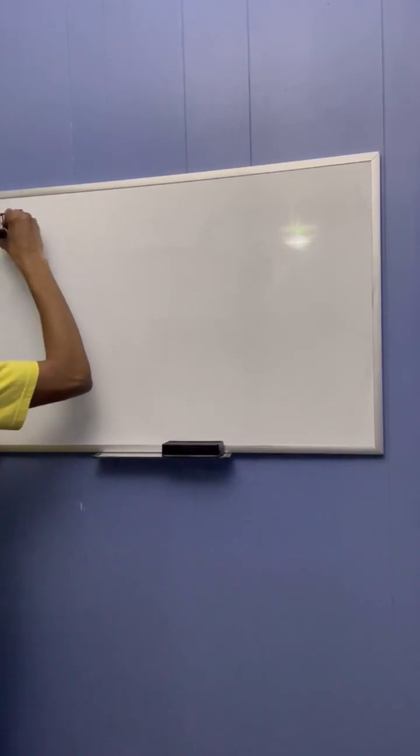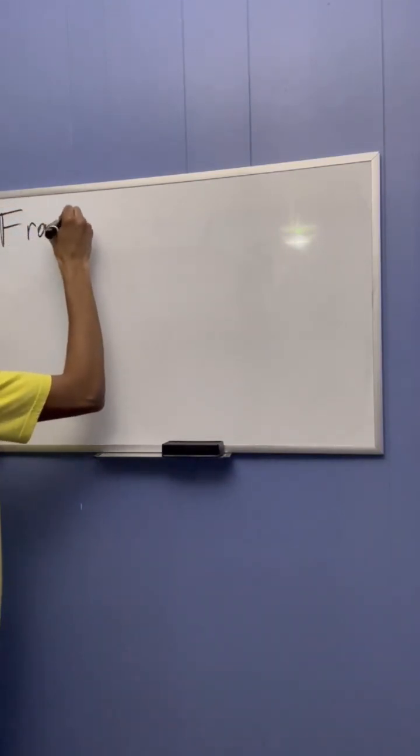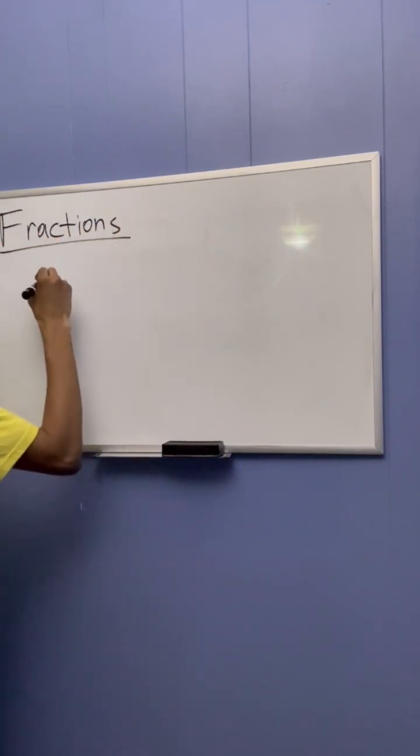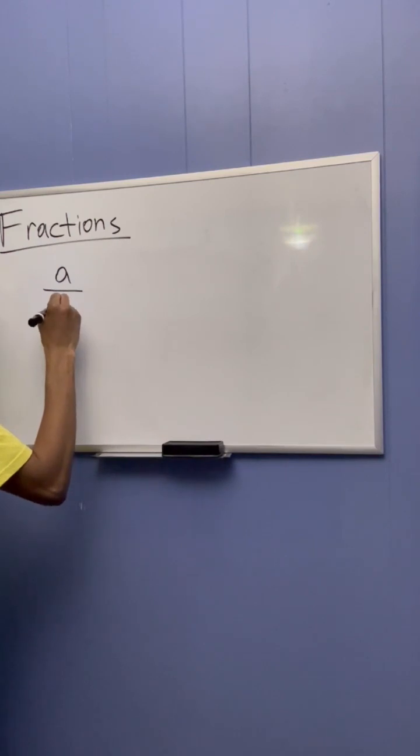So today I'll be discussing the topic of fractions to you. So what are fractions? Fractions are numbers that represent the parts of a whole. A fraction involves two numbers. One number is above a line, while the other number is below the line.